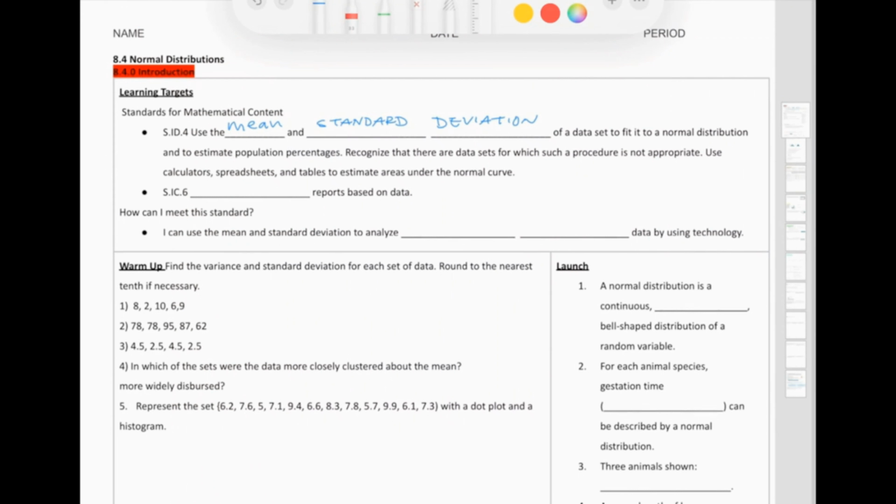And SIC6, evaluate reports based on the data. How can you meet this standard? I can use the mean and standard deviation to analyze normal distribution data. By using technology. Alright, let's go ahead and go over this warm-up.